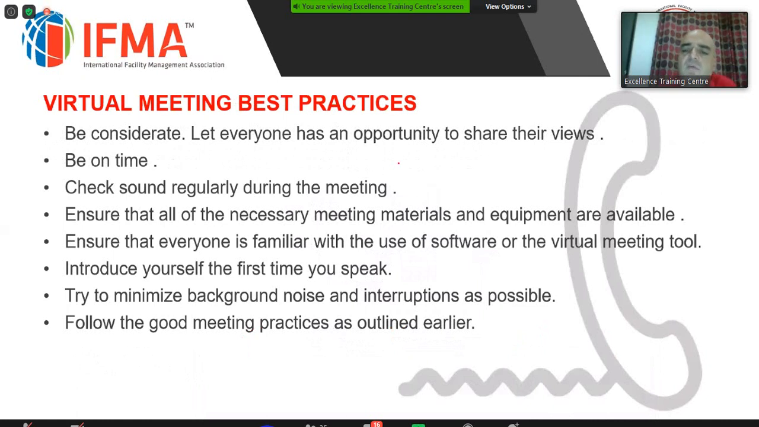For virtual meetings, the best practices are those of a regular meeting. You should be considerate, you should be on time, you should check the sound regularly during the meeting, ensure that all the material is there, and introduce yourself the first time you speak. When you are having a teleconference, sometimes you will tell someone, this is the etiquette, okay, I'm going to put you on a speaker phone, so and so are in the room, and we need to discuss this. It happens. When you want to talk, you say, hi, I am so and so, and then you start talking if they're not able to see you. Try to minimize background noise and interruptions. Follow meeting practices as covered earlier.